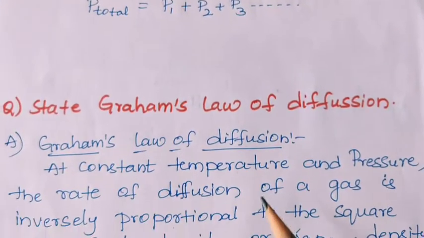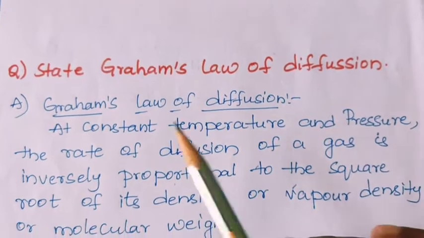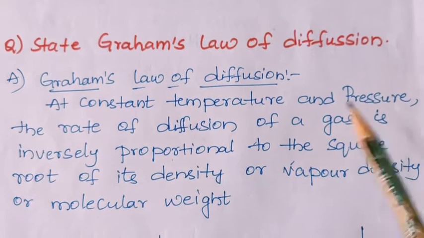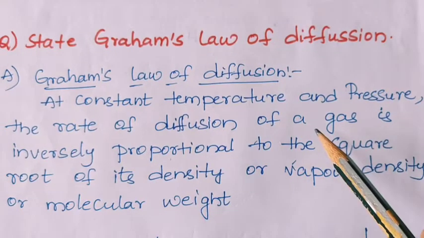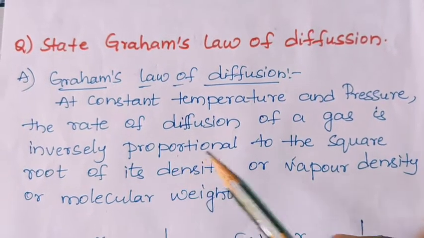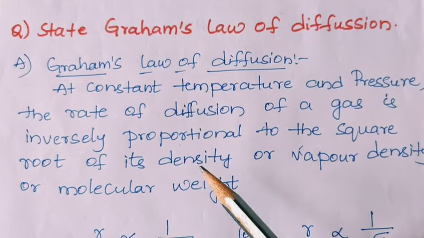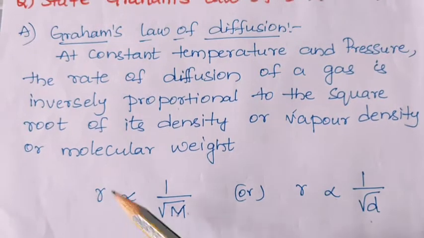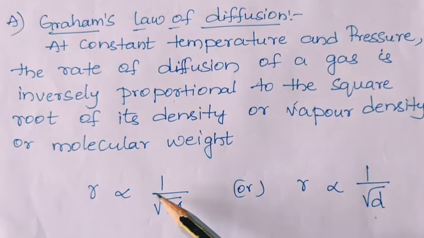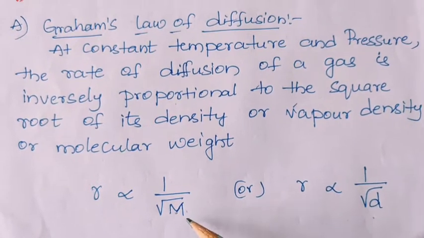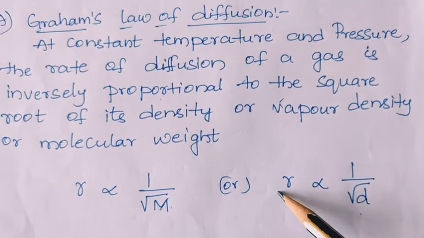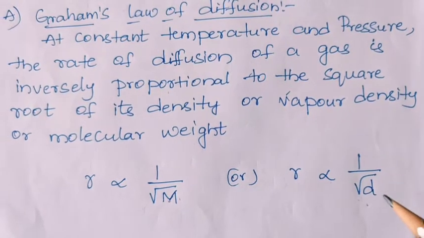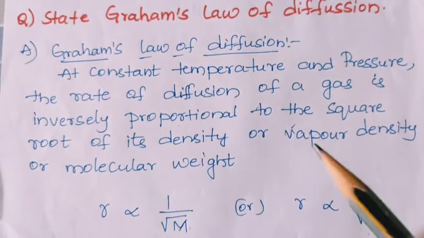Next is state Graham's law of diffusion. Here Graham's law of diffusion is at constant temperature and pressure, the rate of diffusion of a gas is inversely proportional to the square root of its density or vapor density or molecular weight. So here rate of diffusion is inversely proportional to the square root of the molecular weight, or rate of diffusion is inversely proportional to the square root of the density or vapor density. So this is Graham's law of diffusion.